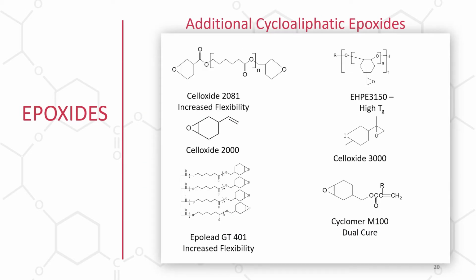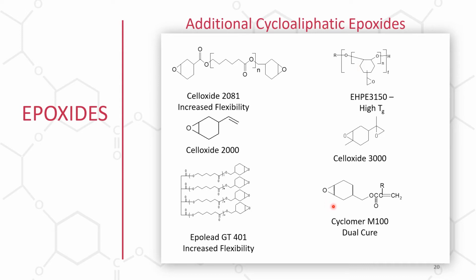There are other cycloaliphatic epoxides that can be used, and I have a few of them listed here on the slide. For example, Celloxide 2081 gives increased flexibility of the cured coating, and you can see that is likely due to that aliphatic chain here in the middle. Similarly, Epolead GT401 will give good flexibility again with the same structure. If you need a high Tg, you can have EHPE 3150. This forms a very good, highly cross-linked material.